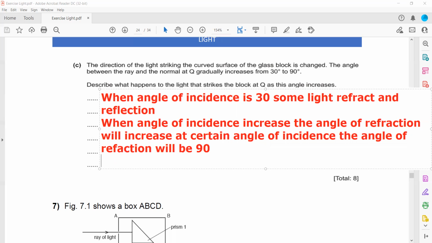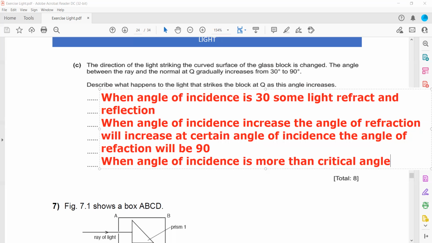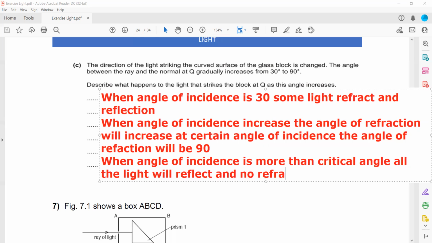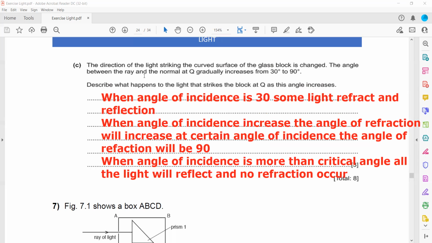When the angle of incidence is more than the critical angle, all the light will reflect and no refraction occurs. Is the explanation clear, what happened when we increase the angle of incidence?